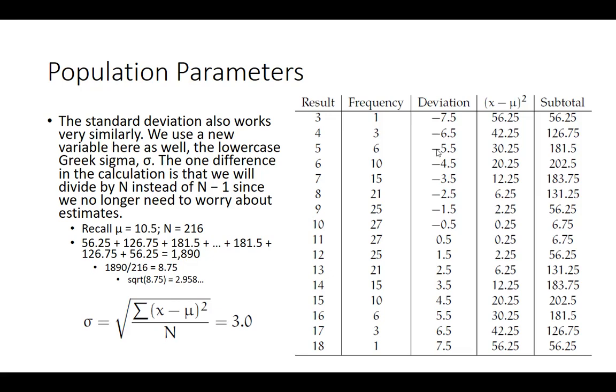Once we have the deviation, once we have the x minus mu, we square that. Negative 7.5 squared is 56.25. Negative 6.5 squared is 42.25. Negative 5.5 squared is 30.25. And we continue down until we get all the way to 7.5 squared is 56.25.